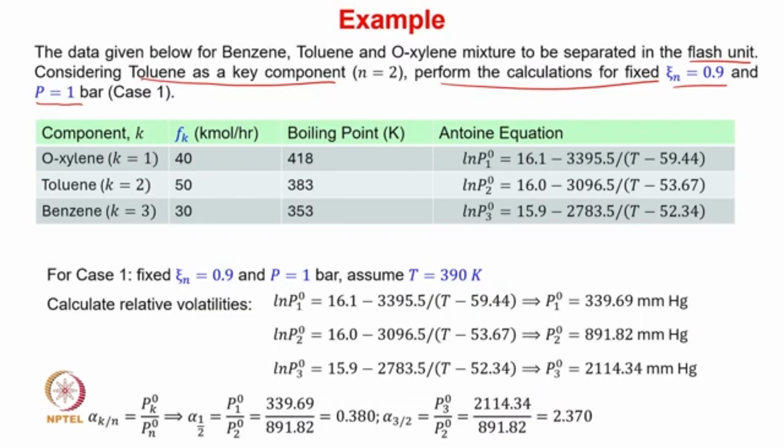So clearly you can see that in the top product we will primarily have benzene and some amount of toluene. Since toluene has a boiling point in between these two, we are considering toluene as a key component here. Again, the vapor pressure for each of these components we can calculate by using Antoine equations. So these are the Antoine equations given, where P1 naught, P2 naught, P3 naught are the vapor pressures of component 1, component 2, component 3, represented in mm of Hg, and the temperature T is represented in Kelvin.